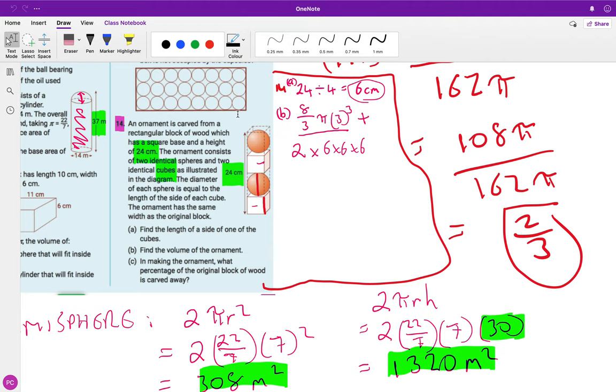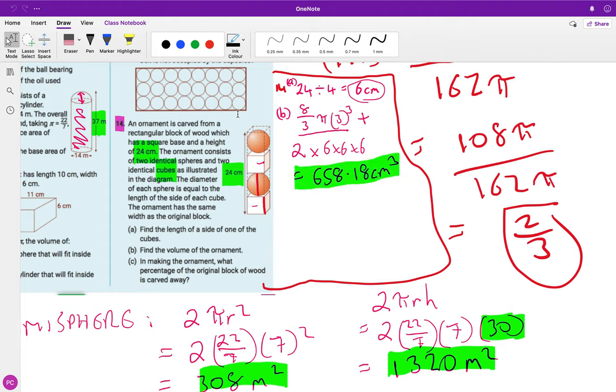We're going to work all of them out. So if you put 8/3 pi r cubed into your calculator, add 2 by 6 by 6 by 6, it gives you a big number. It gives you 658.18 centimeters cubed in my calculator. So you can do that separately. You can do 8/3 pi r cubed, work it out, get your answer, and then you can do 6 cubed by 2, get your answer, add them together. It's up to yourself. But that's the answer to part B. That is the volume of the ornament there.